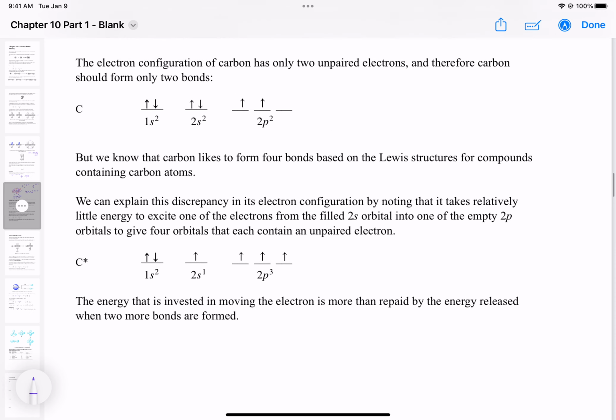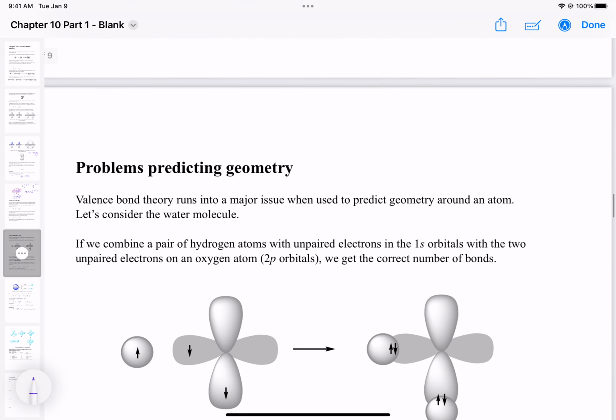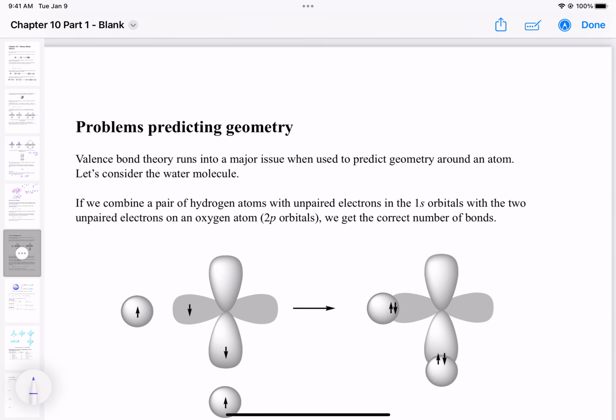So if we do this, now we have four unpaired electrons, and now we can form four bonds, and that's usually what happens for carbon. Now we run into an issue for problems predicting geometry. We have four potential bonds to form, but now the geometry gets us into trouble.